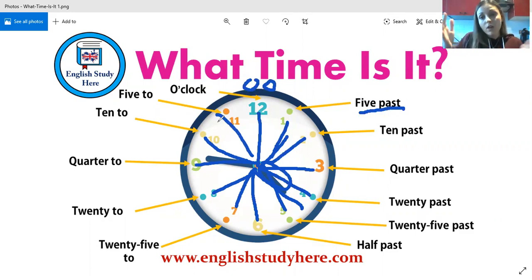And when 12 o'clock finishes, there is 1 o'clock. Okay, so after 12, we have 1. After 1, we have 2. After 2, we have 3. After 3, we have 4. After 4, 5. After 5, 6. After 6, 7. And after 7, 8. After 8, 9. After 9, 10. After 10, 11. And after 11, 12. Okay, 12 hours. Let's see another photo with the clock and let's see if we can do it together.